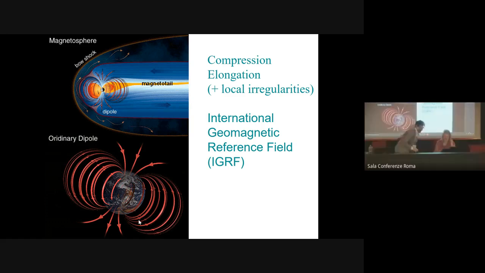Sorry, at 10 Earth radii in the direction of the sun. A more complete magnetic field model that can be used is the International Geomagnetic Reference Field that takes into account this compression, elongation, and local irregularities. And with 80 terms, you can reproduce the magnetic field of the Earth.